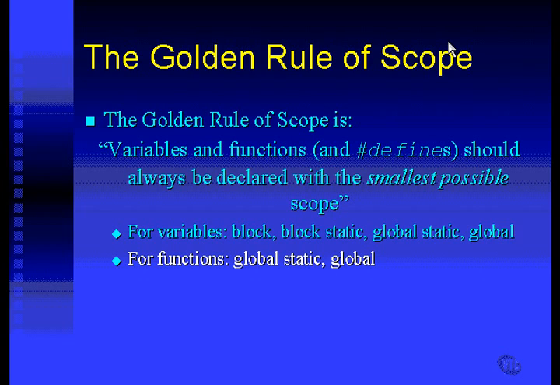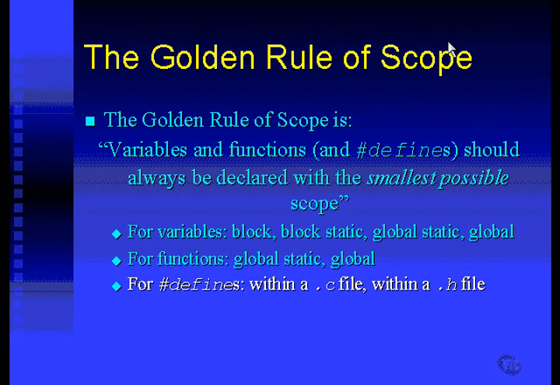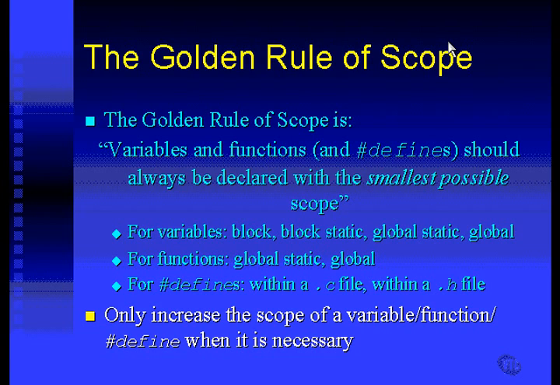And of course, with hash defines, there aren't really that many scope options. You can either create a hash define in a .c file, which means it will only be visible in that .c file, or you can put it in a .h file, where it will be visible to all the .c files that include that .h file. And obviously the preference there is to make it the smallest possible scope first. In other words, put it in the .c file unless another .c file needs to access that same hash define. So what I'm trying to say is only increase the scope of a variable or a function or a hash define when it is absolutely necessary to.